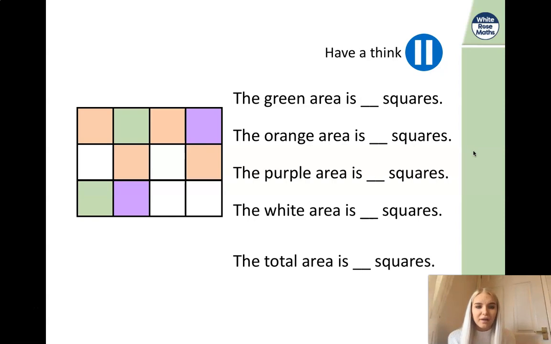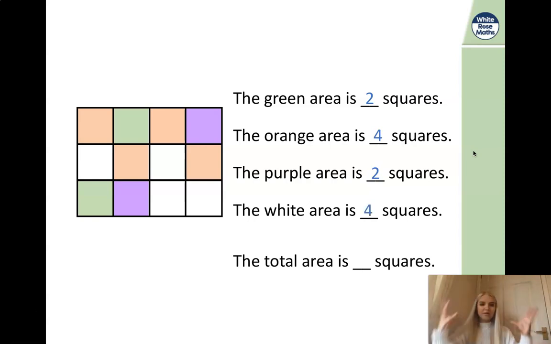Okay, so the green area, we can find this out by counting all of the green squares. I can count the green squares and I can see that there are 2 squares. So the green area is 2 squares. I can then count the orange squares and I can see that there are 4 squares. So the orange area is 4 squares. I can then count the purple area and see that the purple area is 2 squares. And I can do the same with the white area to find 4 squares.